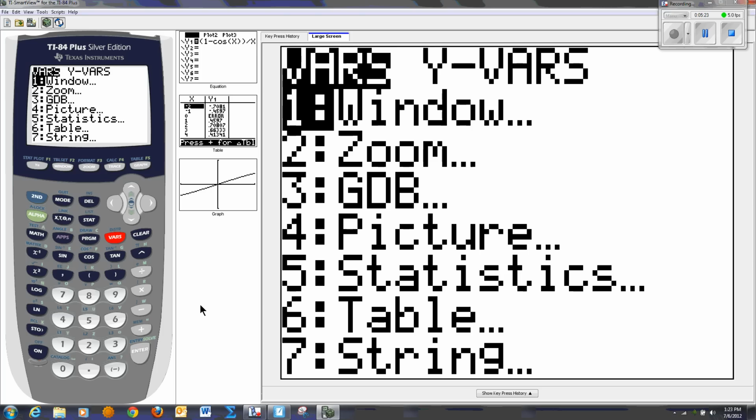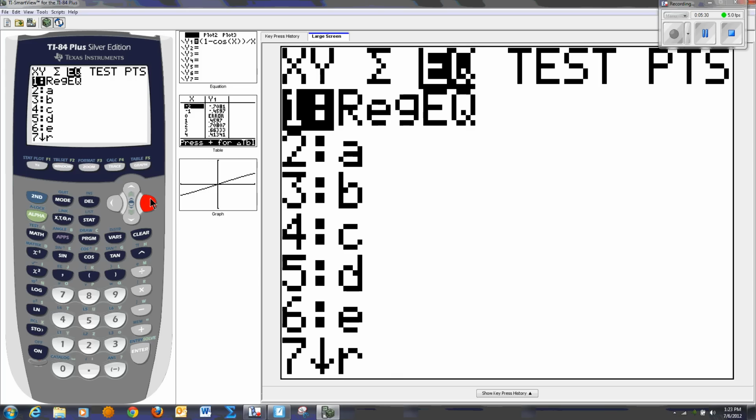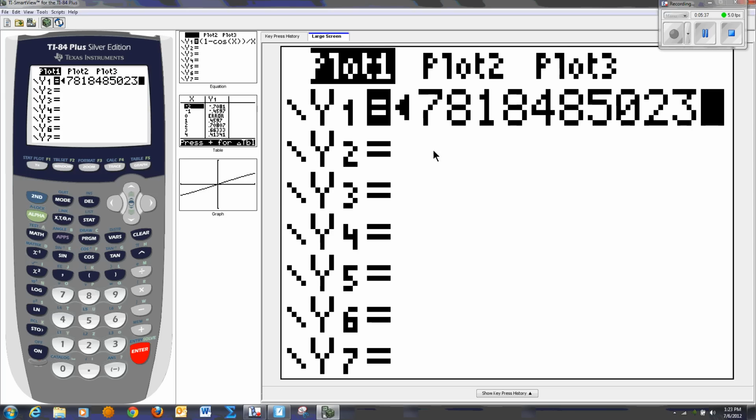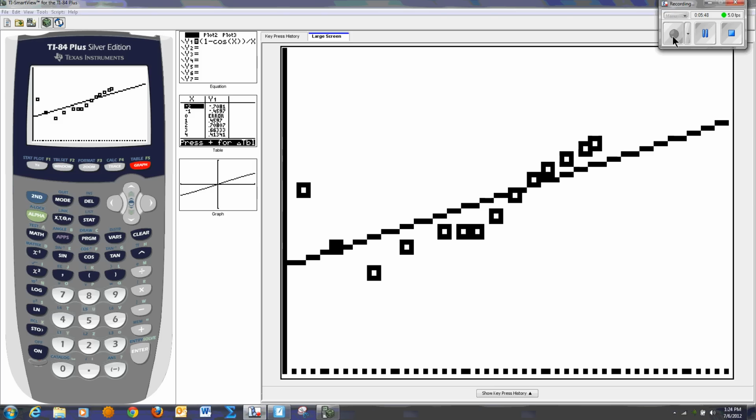I'm going to go down to statistics, which is number 5, and hit that. Then I'm going to move over to equation. You'll notice reg equation pops up, and I'm going to use that button. What it's done is plug that exact equation into y equals, and I'm going to go ahead and calculate that. So here's an actual graph of the best fit line, or what we call our least squares line.